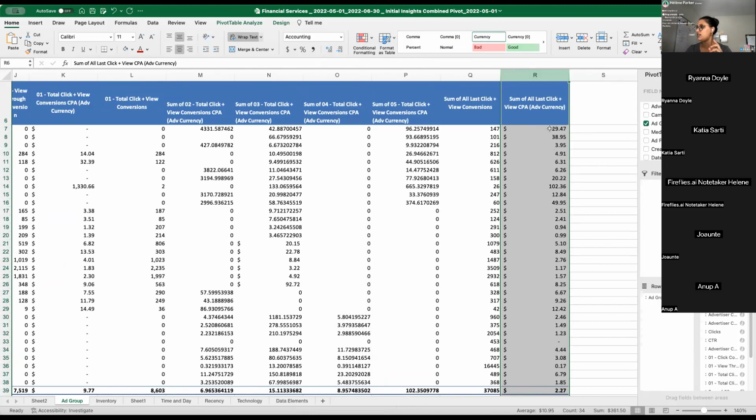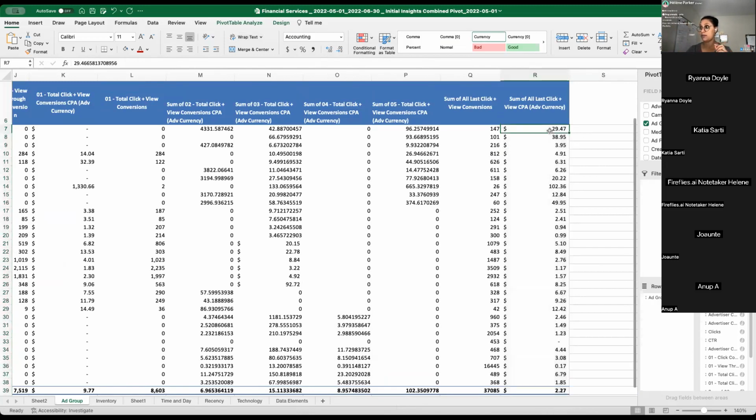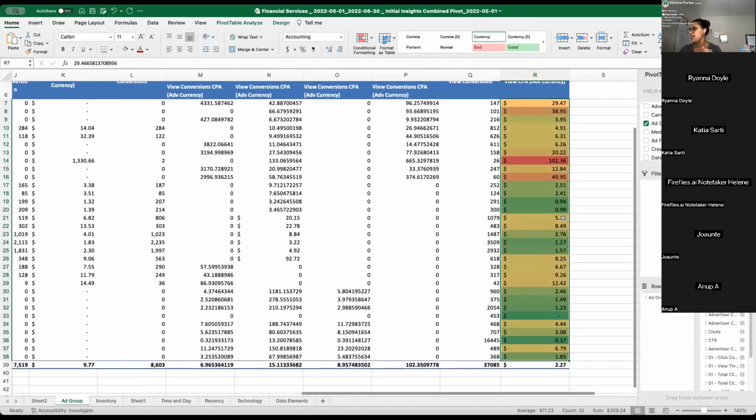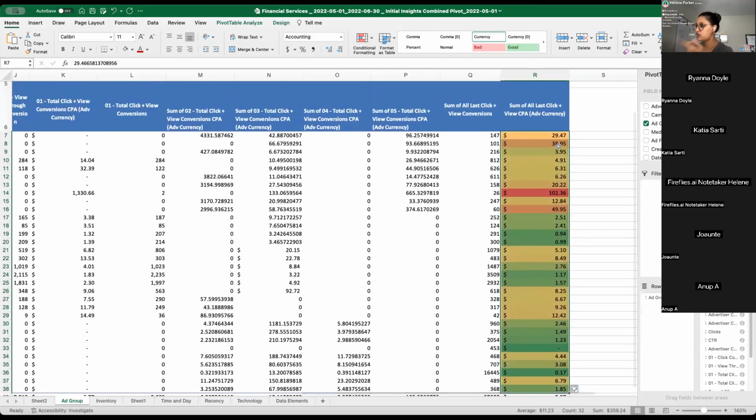Okay, good. Based on my KPI, I want to see which one is the worst or which one is the best. Again, my CPA goal is $25. So I'm going to use the conditional formatting. I never remember which one it is, and I've used it. Okay, good. So the second conditional formatting is that the highest number will be in red and the lowest number will be in green. Obviously, if it's in red, then we want to address it because it's way above the $25 metric, right?